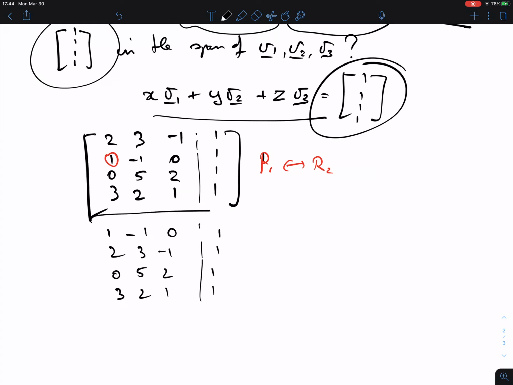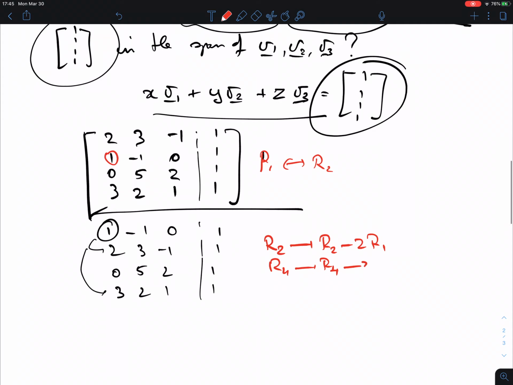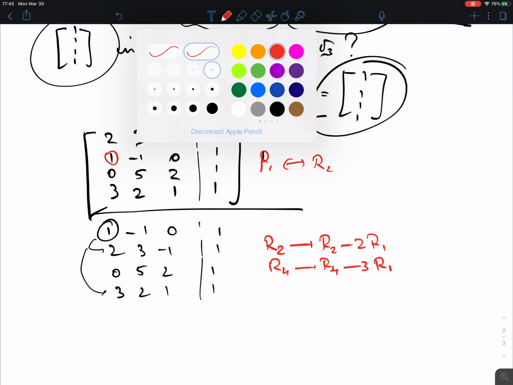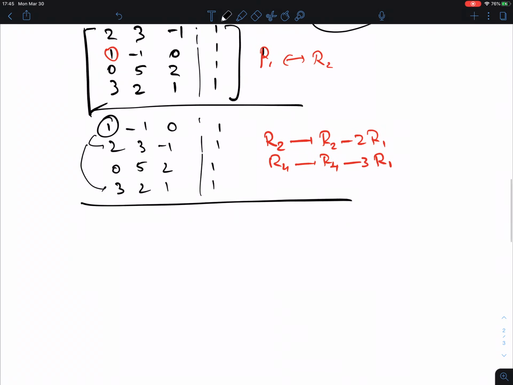I have this pivot. I'm going to use this to make this and this zero. That is done by row 2 minus 2 times row 1, and replacing row 4 by row 4 minus 3 times row 1. So we get 1, minus 1, 0, 1. So now minus 2 here, 0, minus 6, that is negative 1, and that's minus 1. This one I don't do anything with.